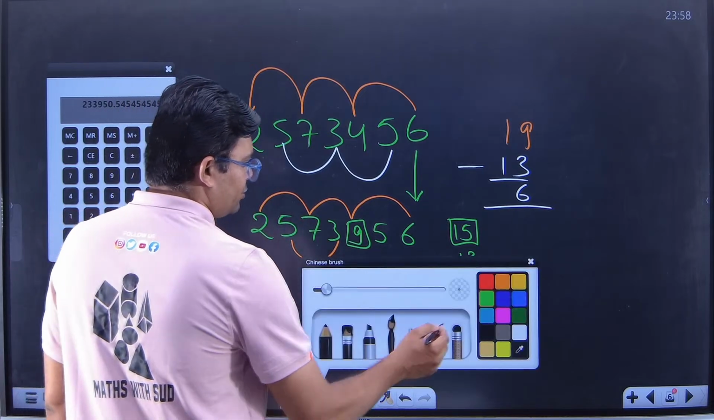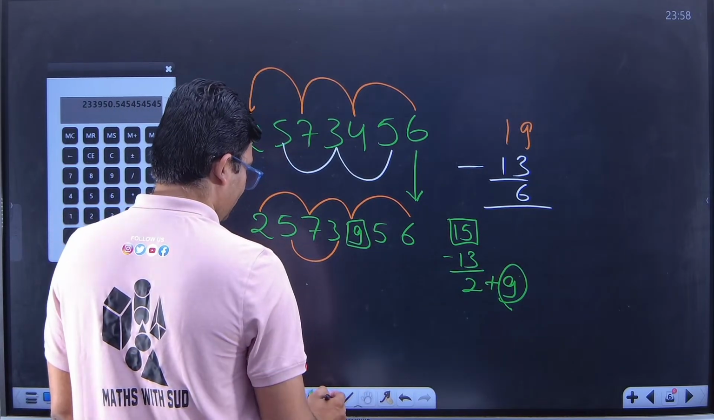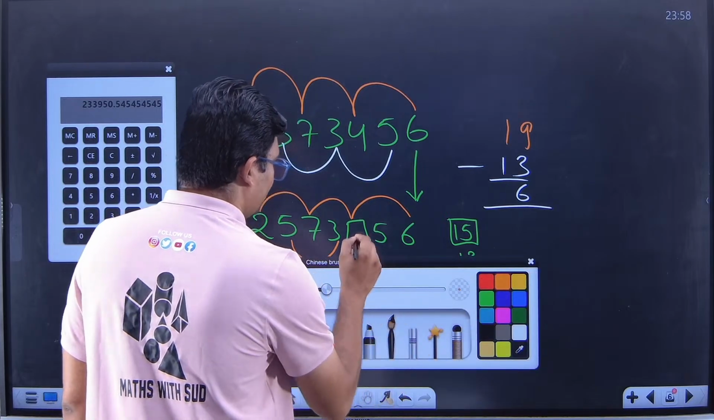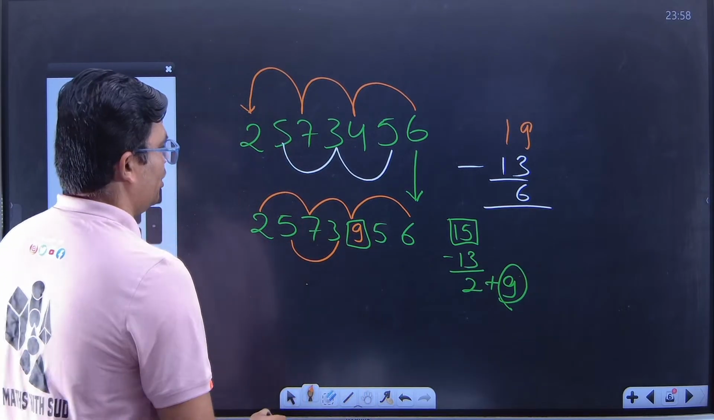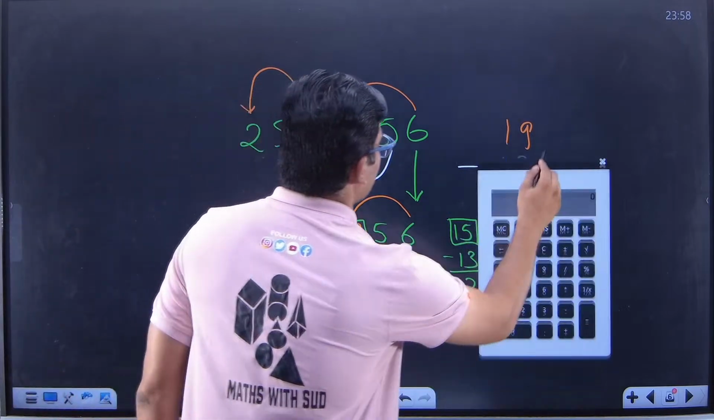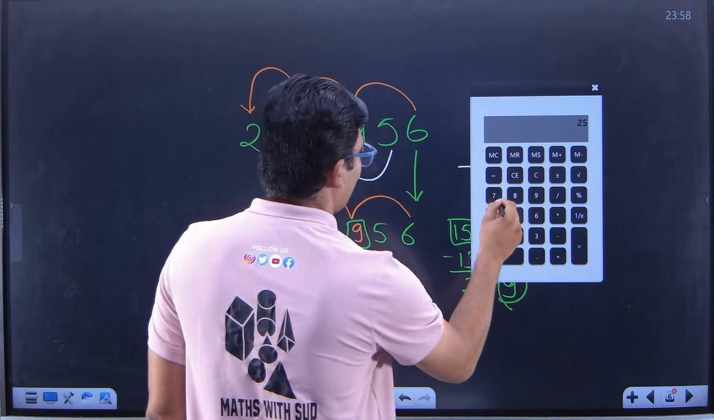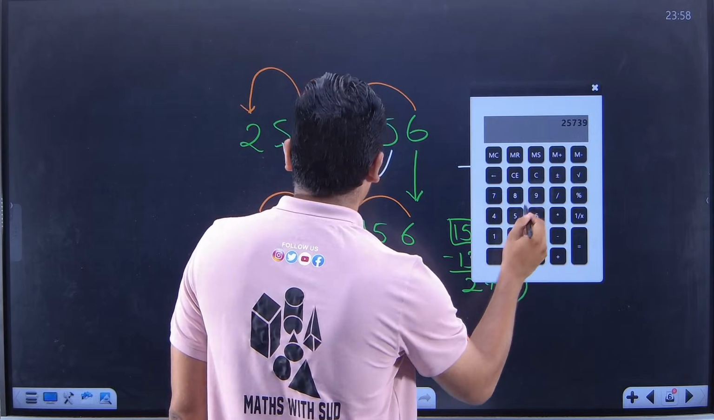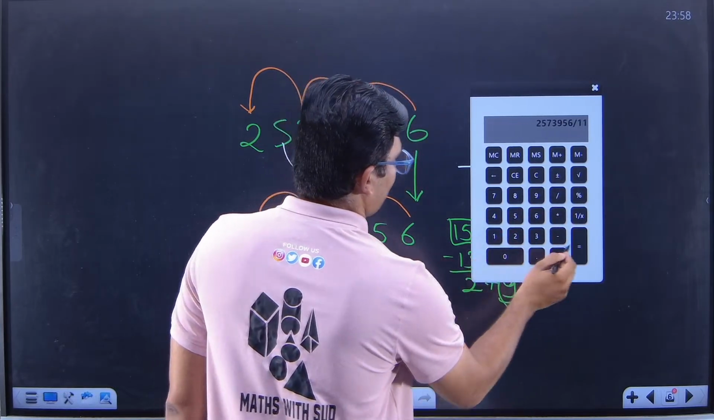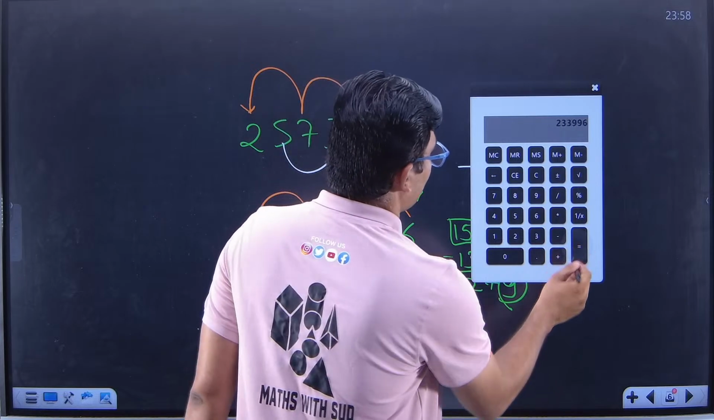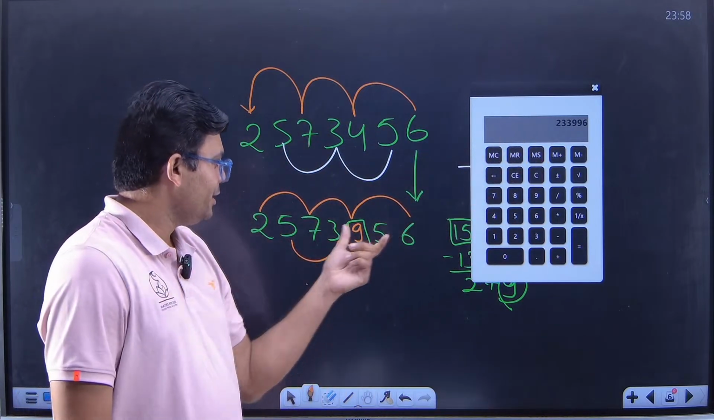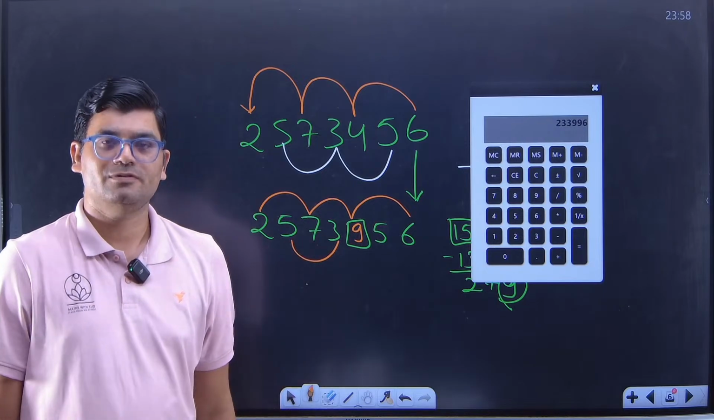Okay, I am just changing with a different color, so that it is easier for you to understand. So this could be 9 now. Now you see 4, 5, 6 were not divisible, but now this number is going to be divisible. So 2573956 divided by 11, and you will again see the number is not going to be in any decimal. 233996, it is exactly divisible.